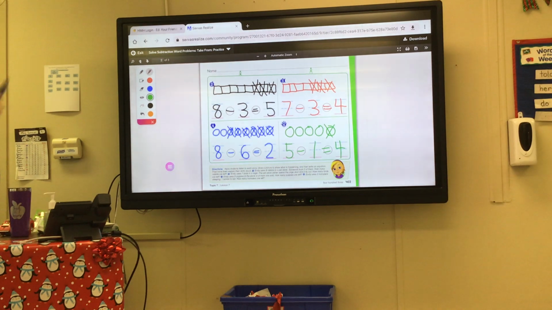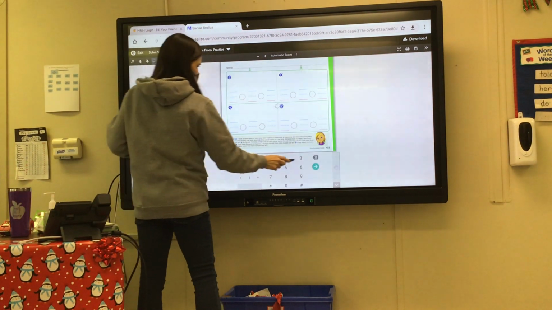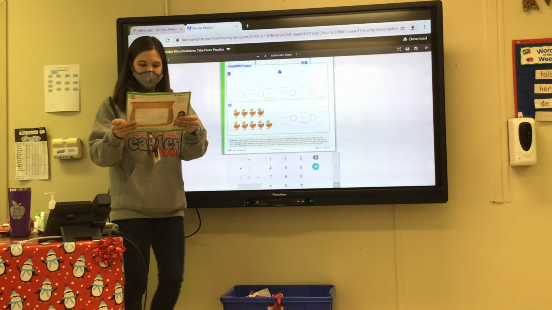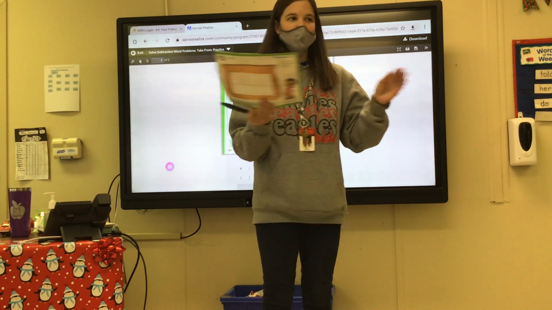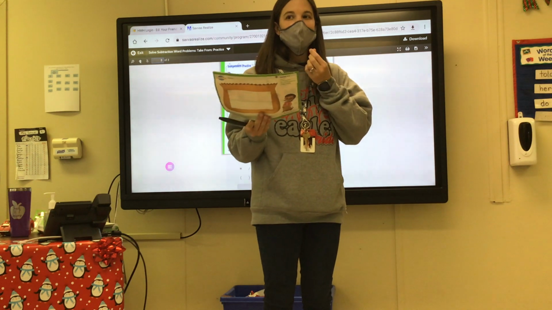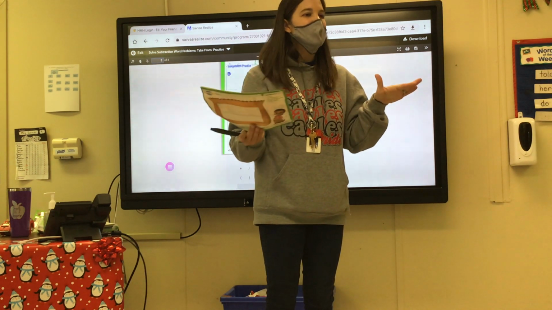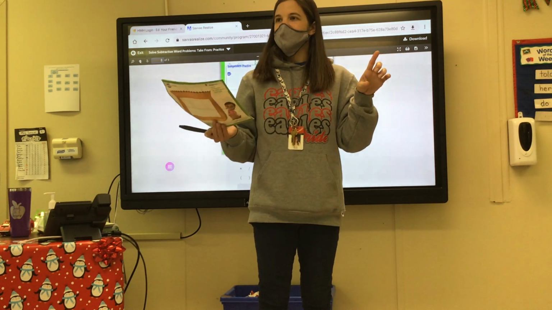All right, we're ready to go to the last page. Okay, number 6. You're going to listen to each story, draw a picture to show what's happening, and write an equation. You can go ahead and use counters. There are 6 birds in a bird bath. So how many counters are you going to start with? 6. Draw 6 counters.